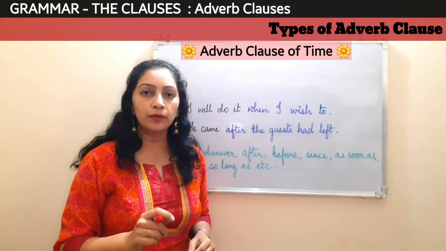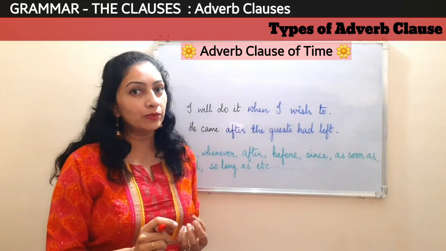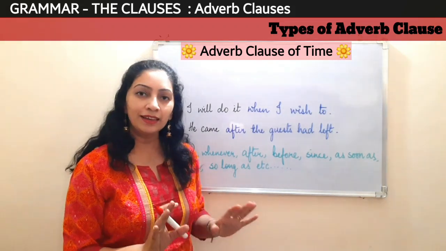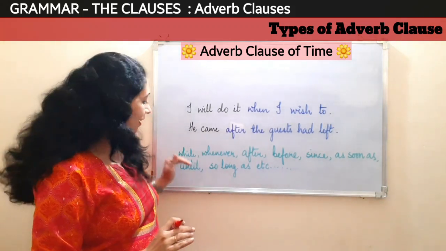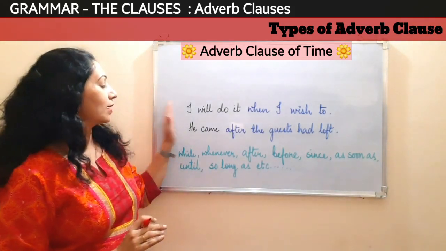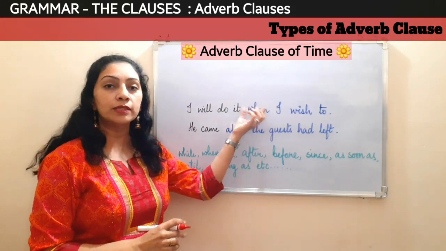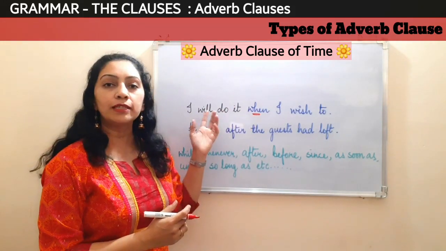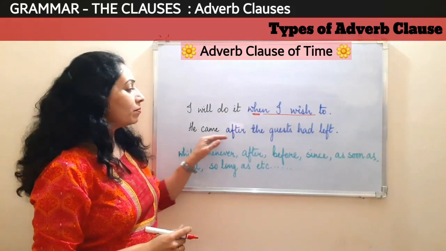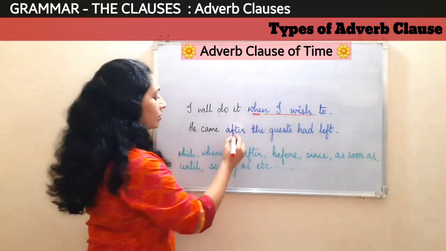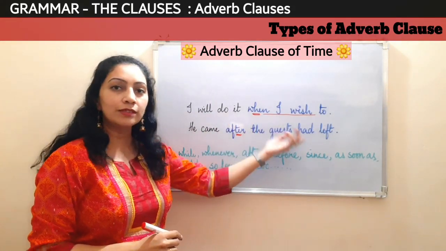The first one is adverb clause of time. Adverb clause of time will always specify the time of the action which is mentioned in the main clause. And these will always start with adverbs of time as their conjunctions, like this list. Now look at these two examples. I will do it when I wish to. So here when denotes the time when the action will be taken place. Therefore, this becomes adverb clause of time. He came after the guests had left. So look at this conjunction after, since it's an adverb of time, used as conjunction for this clause.